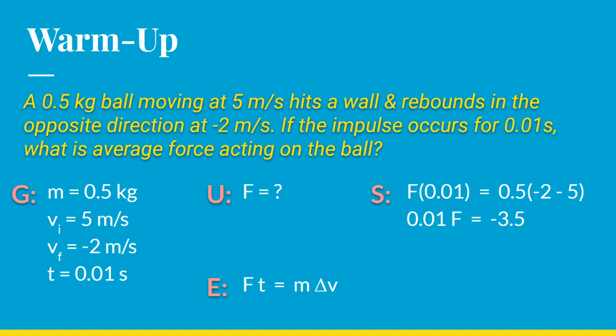Let's go ahead and solve this. Half of -7 is -3.5. Divide both sides by 0.01. -3.5 divided by 0.01 gives me a force of -350 newtons. And that is the answer to the first question on your warm-up. Does anyone have a question about this problem?